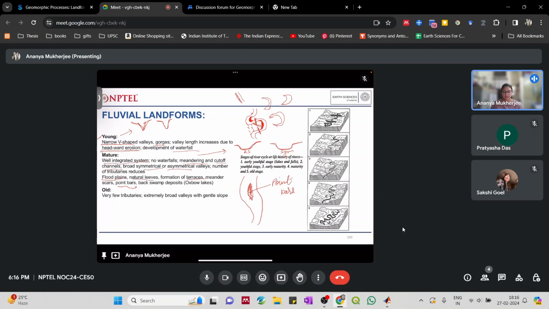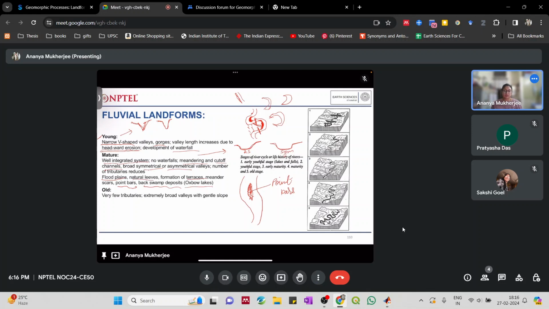And then you have back swamp deposits. As we said, the oxbow lakes sometimes are very large in size and then they support their own ecosystem, and with time the stagnant water that is present over there can turn that area into a swamp kind of landform.